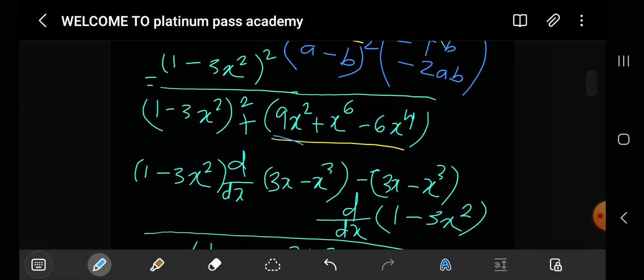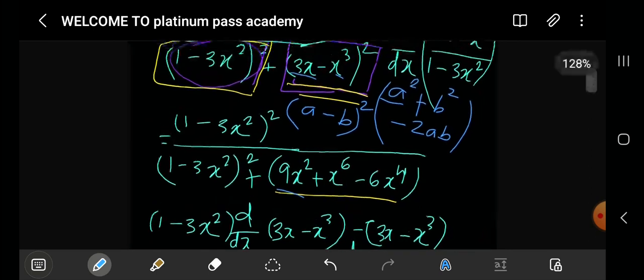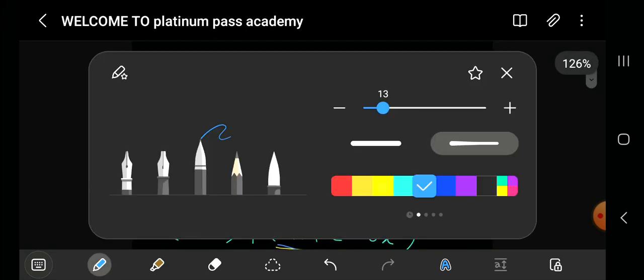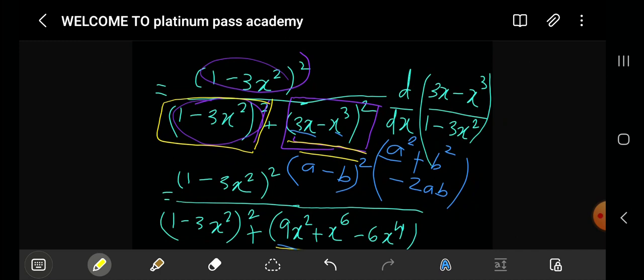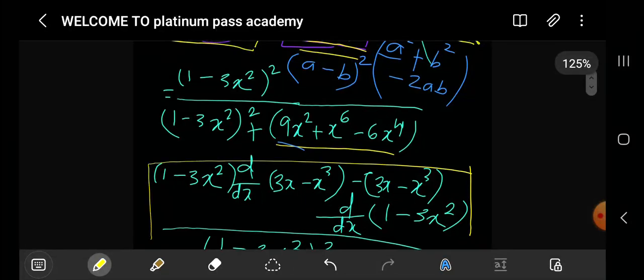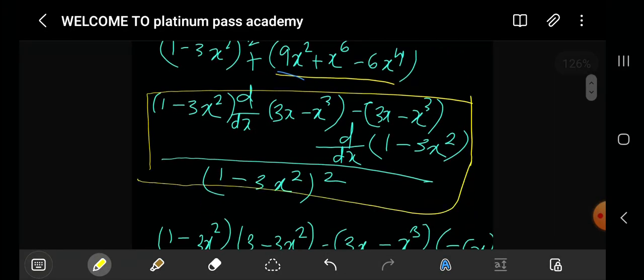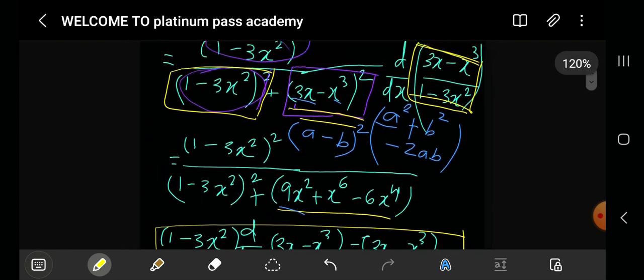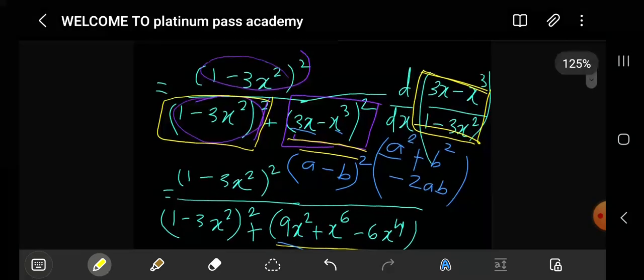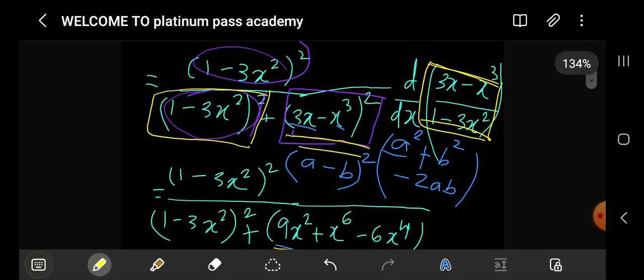Then I have derived that thing here. Let me change the color so you can understand. I have derived this term here. You already know the derivative of numerator and denominator. If you don't know the formula, then you can refer to the first video of this playlist. I'm going to pin that in the description box, so you can simply go there and check the first video for the formula of numerator and denominator.